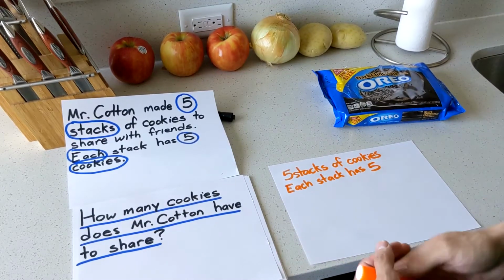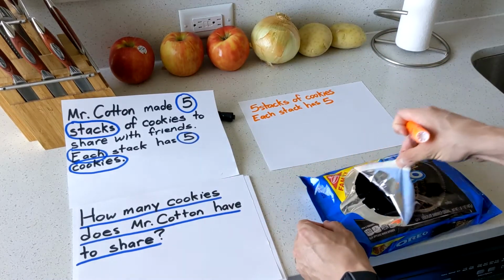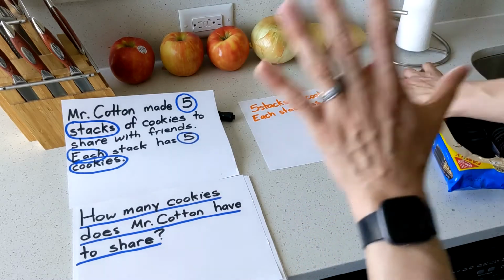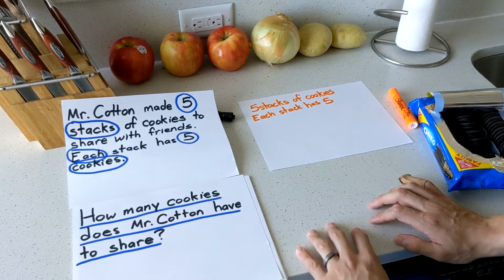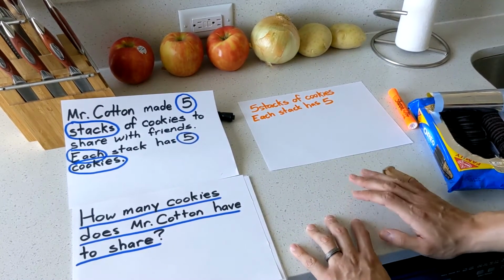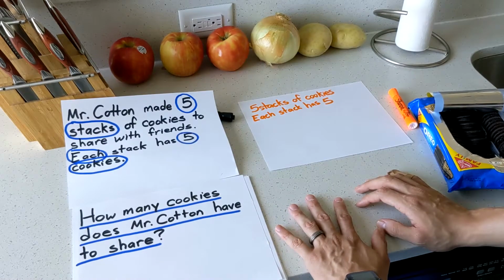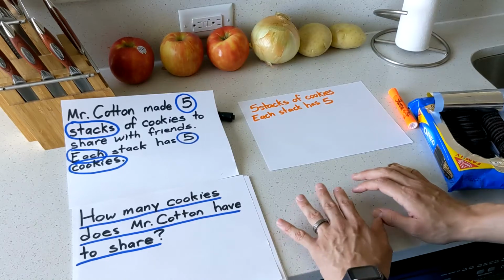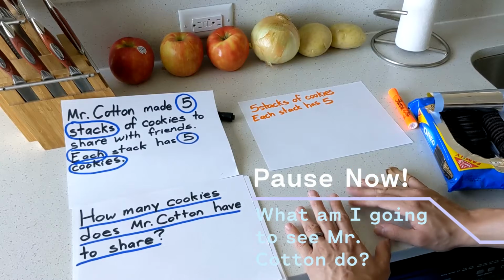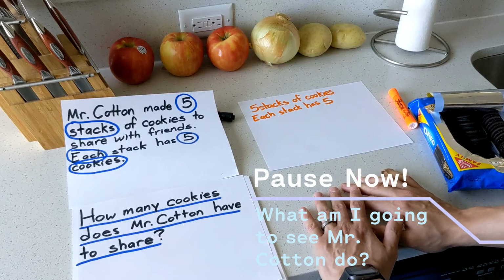What I'm gonna do next is I'm going to model this with real life cookies. Yum. So let's take some of these cookies right here, and we're gonna make 5 stacks of cookies. Now I want you to pause the video. Really think about what's gonna happen here. What do you think you're gonna see in this video? You're gonna see 5 stacks of cookies, but how many cookies are gonna be in each stack? Pause the video, really think about it. Ask yourself that question. What am I going to see here? All right, pause now.